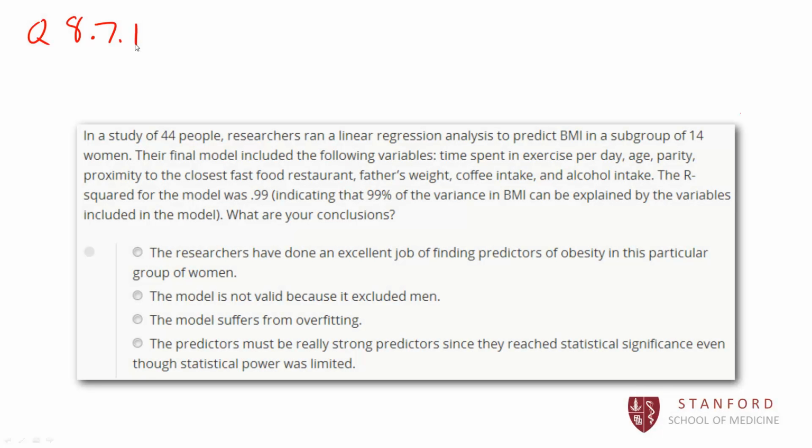In this question, we're told that we've got a study where we've got a group of just 14 women, a subgroup. We've run a linear regression model on just those 14 women, and we get this miraculous R squared of 99%. Well, if it looks too good to be true, it is. Once you stuff too many predictors in the model, especially with a small sample size like this, you're at high risk of overfitting. That high R squared value reflects an overfit model. So C is correct here. The model suffers from overfitting.